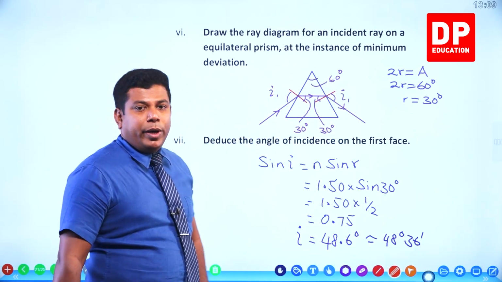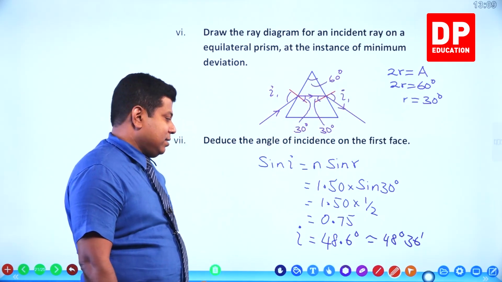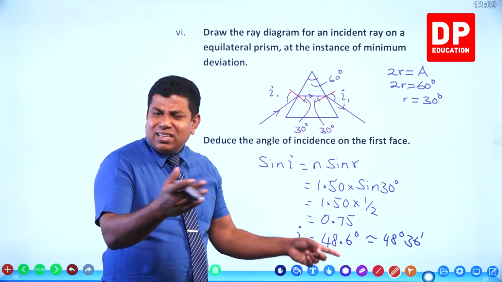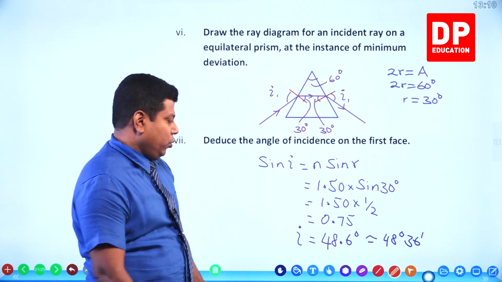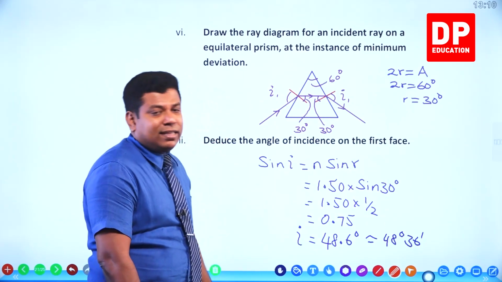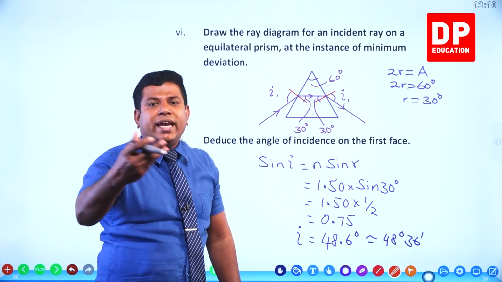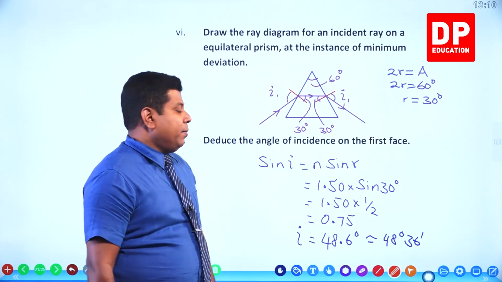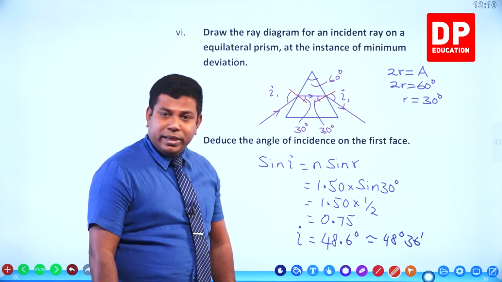With the sine table, you may not be able to get an exact value like this. So at least, you know, it's in between 48 degree and 49 degree. It's quite closer to the middle value. Then you could have said 48 degree and 30 minutes. Any answer between 48 and 49, marks will be given. In between that, any answer, marks will be given.